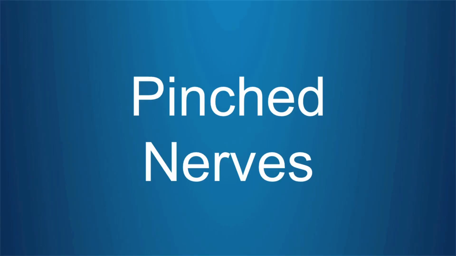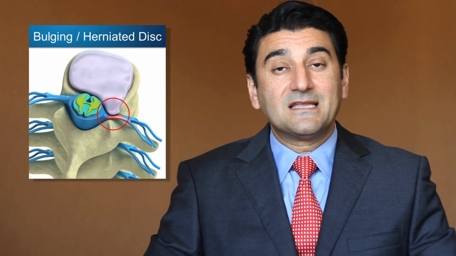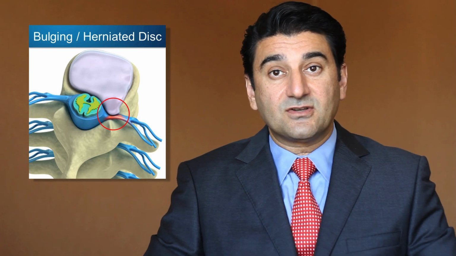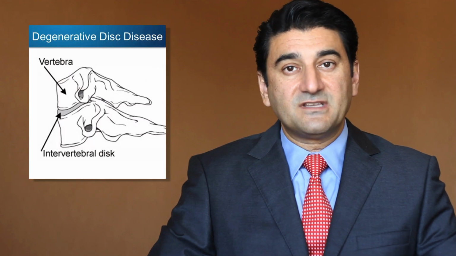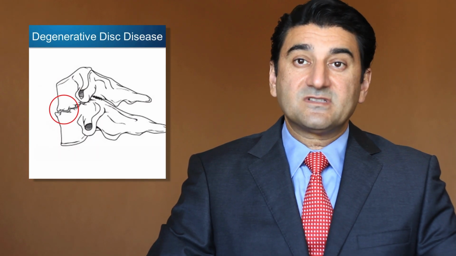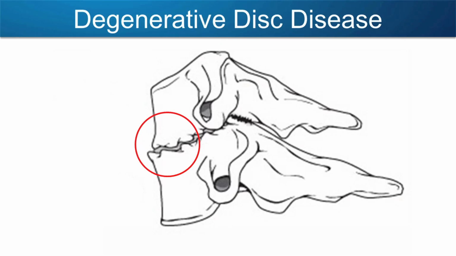Nerves can be pinched in several ways. If a disc bulges or ruptures, the disc material can press against the nerves and cause pain. When the disc weakens, it is known as a bulging disc, and when it ruptures, it is called a herniated disc. As patients get older, many suffer from degenerative disc disease. This can result in the loss of height and the formation of bone spurs or osteophytes. Nerve roots can be pinched by these bone spurs.